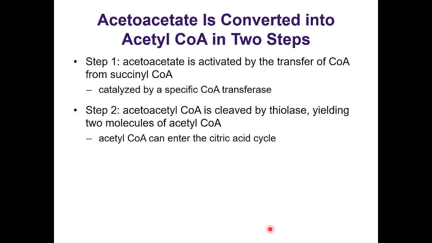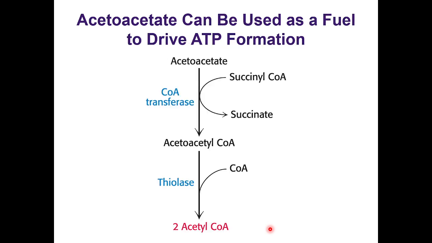So step one, the acetoacetate is going to be activated by the transfer of CoA from succinyl-CoA. This can be catalyzed by the specific CoA transferase. Step two is the acetoacetyl-CoA. This can be cleaved by the thiolase. It's going to yield 2 molecules of acetyl-CoA. Acetyl-CoA can enter the citric acid cycle from this.